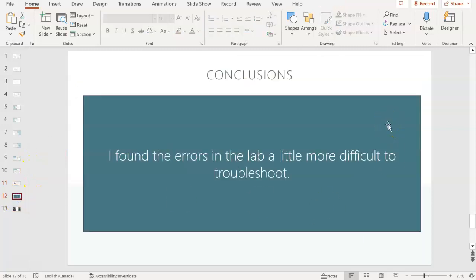My conclusion is I worked through the errors, but I did find that the errors in this lab were a little bit more difficult to troubleshoot.